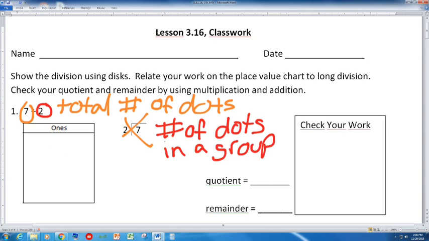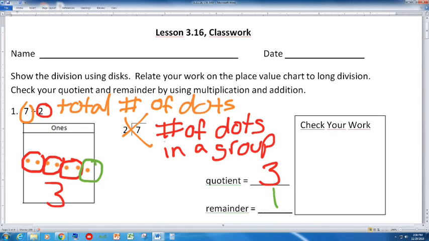So what we're going to do is put 7 dots inside of it. 1, 2, 3, 4, 5, 6, 7. 7 total dots. Now we're going to put them in groups of 2. So 2 dots in each group. 1, 2, 1, 2, 1, 2. And then our last one we can't put into a group, this last dot. This one's by itself. So how many groups of 2 do we have? We have a total of 3. So our quotient, our answer to our division problem, is 3 with a remainder of 1 dot.